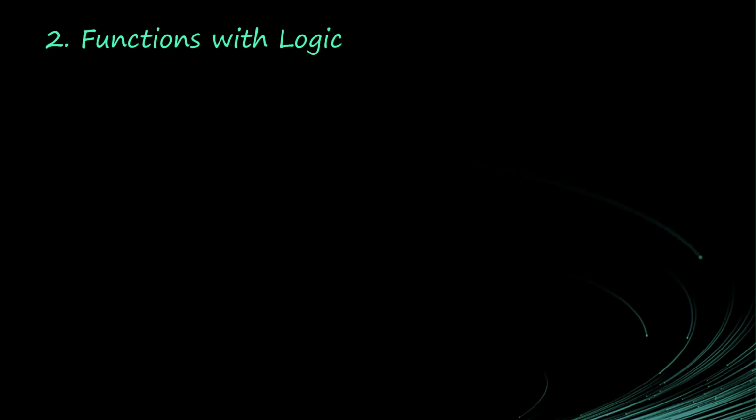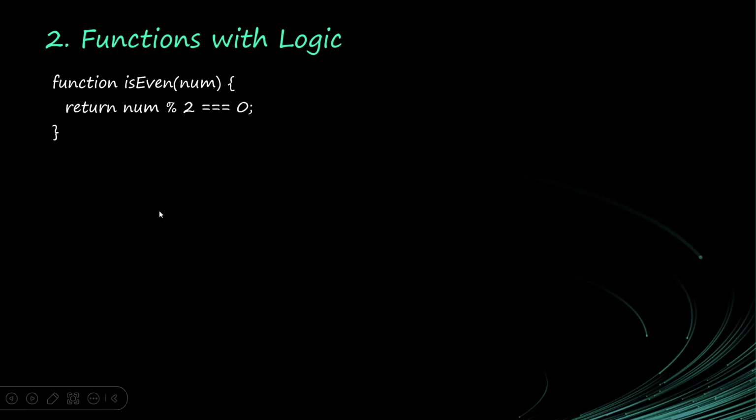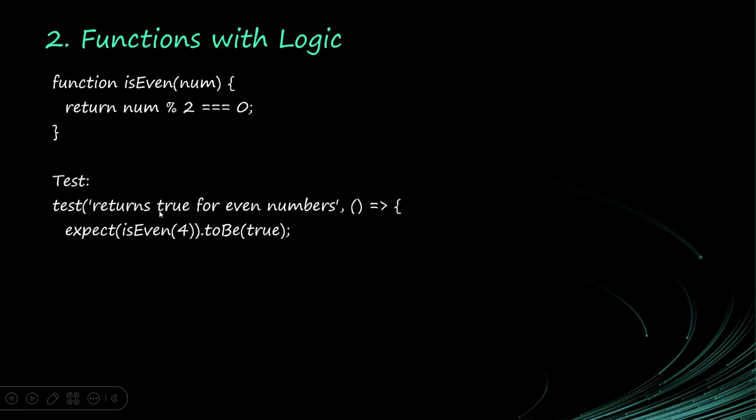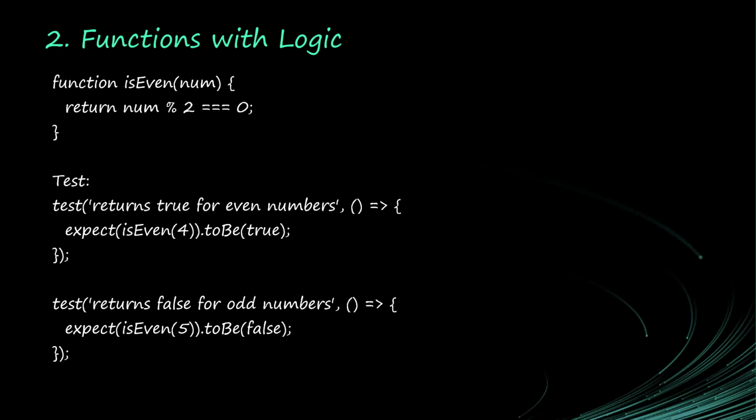So we also have functions with logic. Now let's assume we have to write a function to check if a number is even. This has some logic in it. It's not just doing a plus b. It's checking if the number modulus 2 is equal to 0. So this is some kind of logic, and we can also test this function. When you test this function, we are very sure that when we give it an even number, it will return true. When we give it an odd number, it will return false.